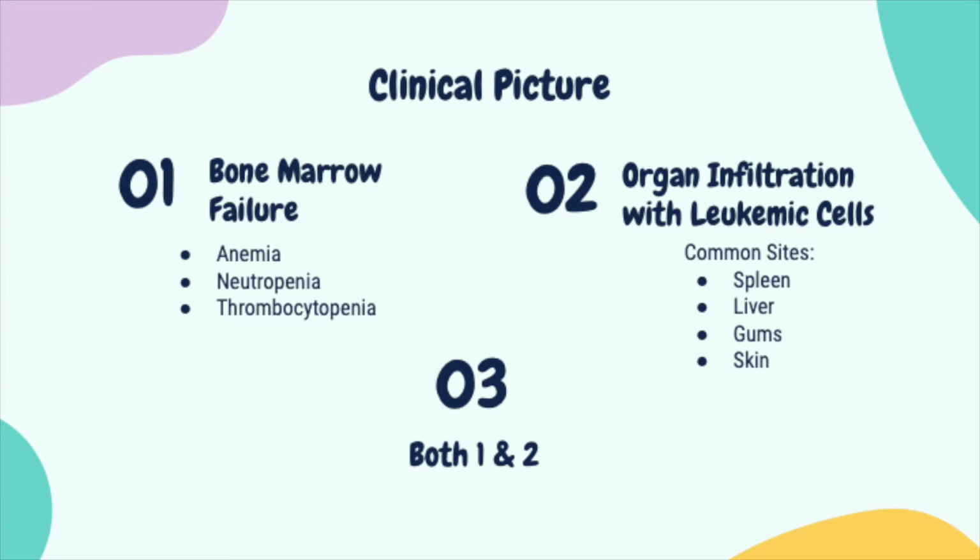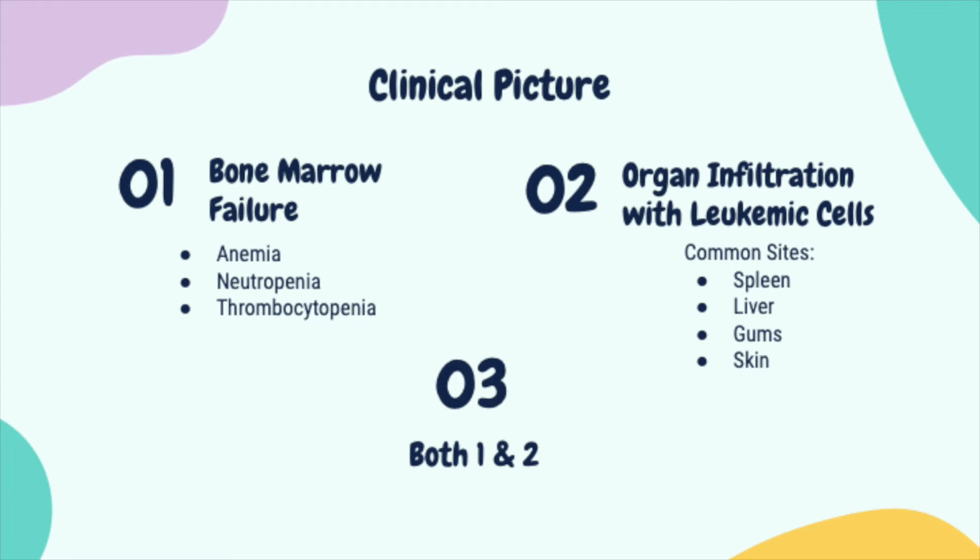Patients may present with bone marrow failure, organ infiltration with leukemic cells, and/or both of them. Bone marrow failure symptoms are related to anemia, neutropenia, and thrombocytopenia. Neutropenia can occur due to a shortage of infection-fighting white blood cells called neutrophils. Thrombocytopenia is caused by a low number of platelets in blood. Anemia symptoms may be fatigue, dyspnea on exertion, and dizziness.